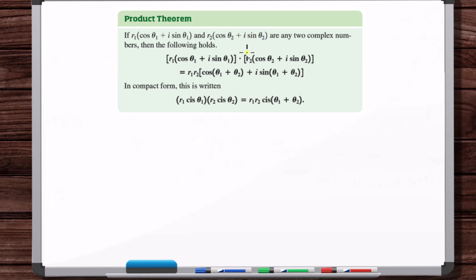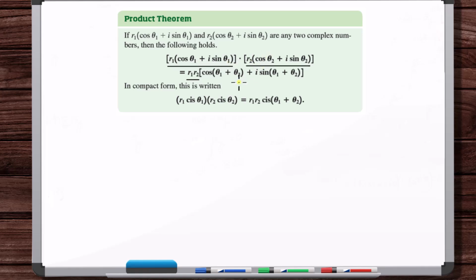If we were multiplying two complex numbers in polar form, how would that work? Well, we're going to multiply this complex number by this complex number. The resulting radius is going to be R1 times R2, and the resulting angle is just going to be theta 1 plus theta 2.